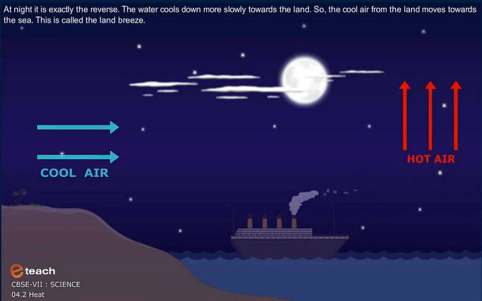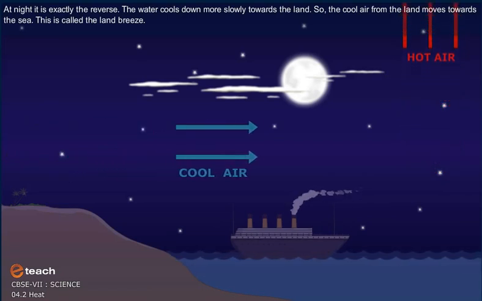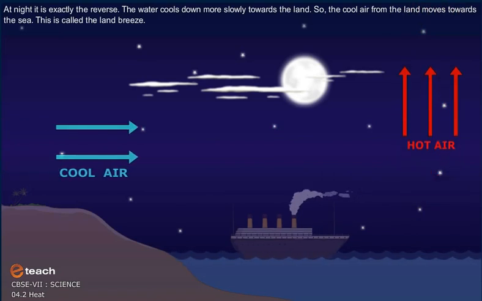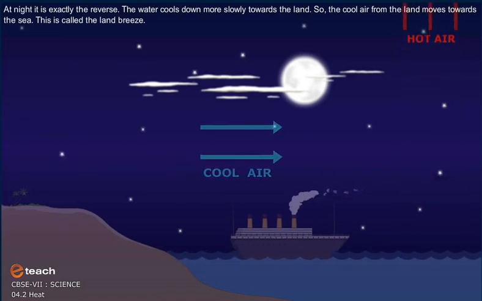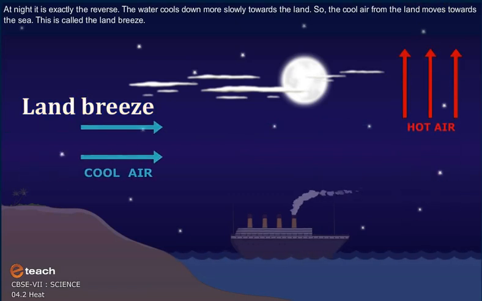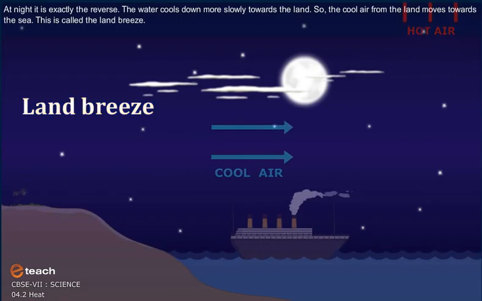At night, it is exactly the reverse. The water cools down more slowly than the land. So, the cool air from the land moves towards the sea. This is called the land breeze.